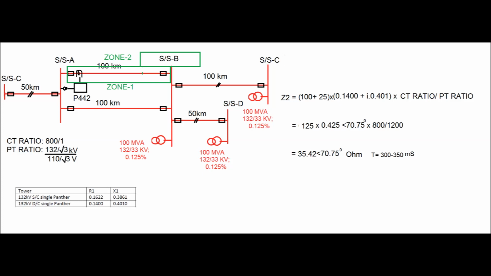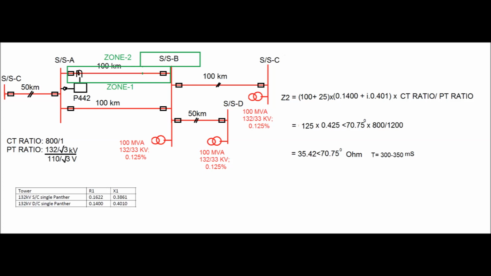Here from substation B there are two lines, one is a 100 km line and one is a 50 km line. The 50 km line is the shortest line. Therefore the zone 2 setting is equal to 100 plus 25, that is 50% of the shortest line. 50% of 50 km is 25 km.